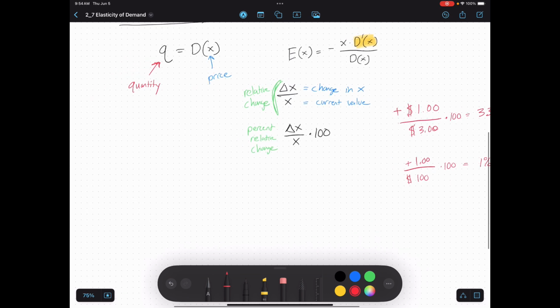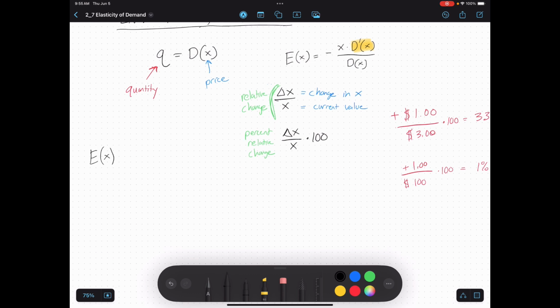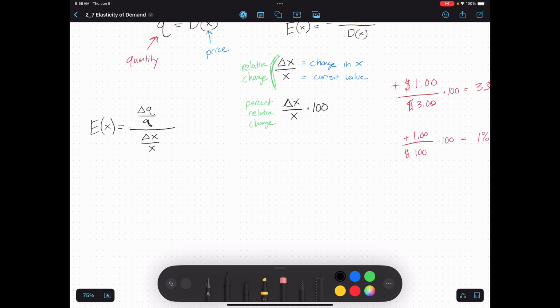Now that we understand relative change, the elasticity of demand equation is a ratio of your different relative changes. It calculates the relative change in your quantity compared with the relative change in price. So delta Q over Q, over delta x over x. That's where this elasticity formula comes from, because it's comparing your relative changes. It doesn't matter whether you're converting to a percentage or not, because multiplying by 100 on both the numerator and the denominator, those really just cancel.